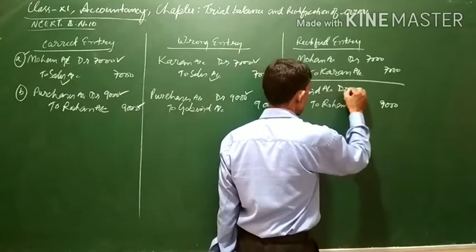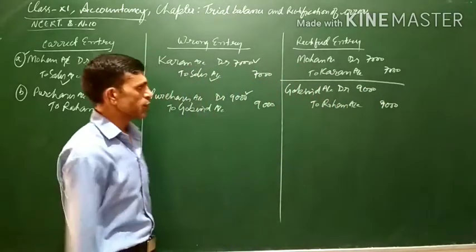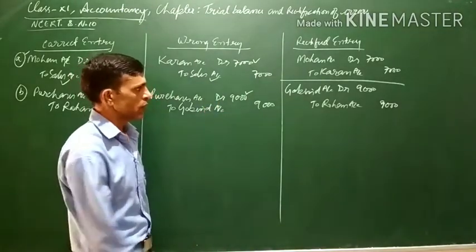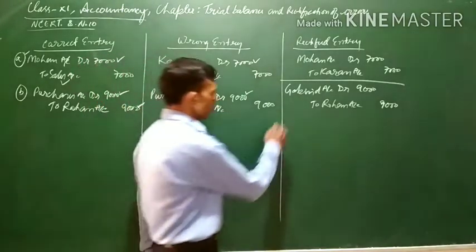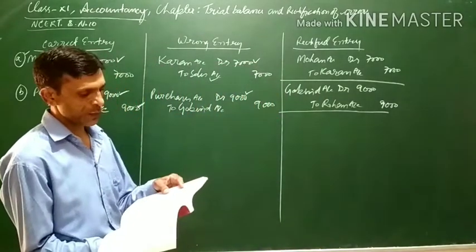Govind account debit 9,000. Now you can see the debit and credit are both equal. That is Govind account debit to Rohan account. The amount is also the same. So this is our rectification entry for question number 10, part B.